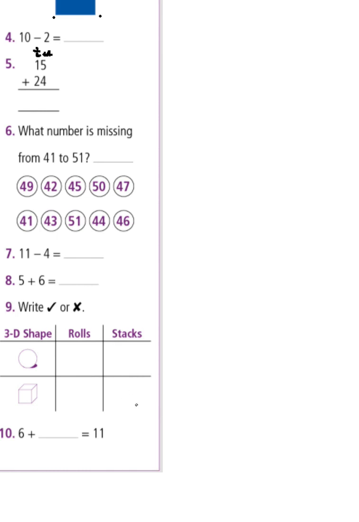Tick or X. And number 10, 6 plus what equals 11? And you can always turn that one around and make it into a takeaway if you prefer. 6 plus something equals 11, or 11 take away 6 equals something.